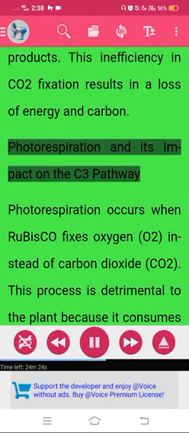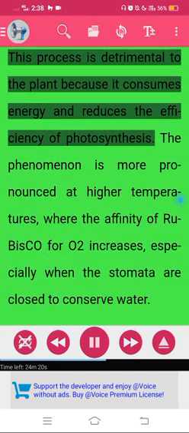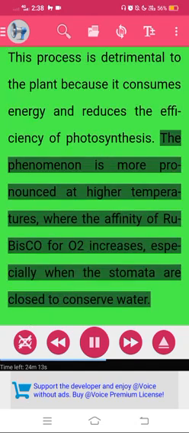Photorespiration and its impact on the C3 pathway. Photorespiration occurs when Rubisco fixes oxygen, O2, instead of carbon dioxide, CO2. This process is detrimental to the plant because it consumes energy and reduces the efficiency of photosynthesis. The phenomenon is more pronounced at higher temperatures, where the affinity of Rubisco for O2 increases, especially when the stomata are closed to conserve water.